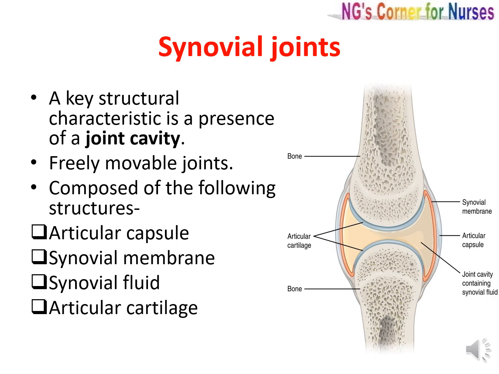Synovial joints are the most common type of joints in human body, and it has a key structural characteristic, that is a presence of joint cavity, which is absent in fibrous joint and cartilaginous joint. And synovial joints are the freely movable joints, and these joints are composed of the following structures like articular capsule, synovial membrane, synovial fluid and articular cartilage. Let's discuss each structure in detail.